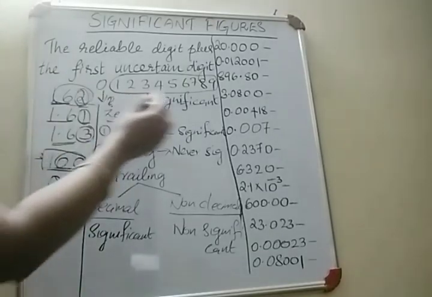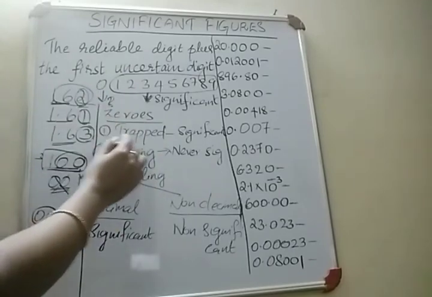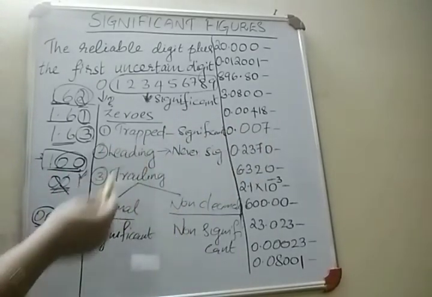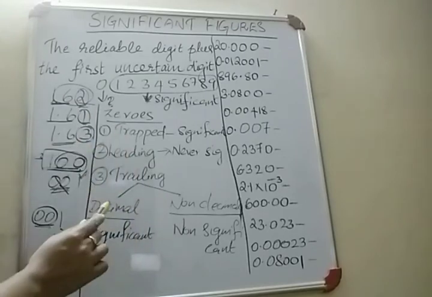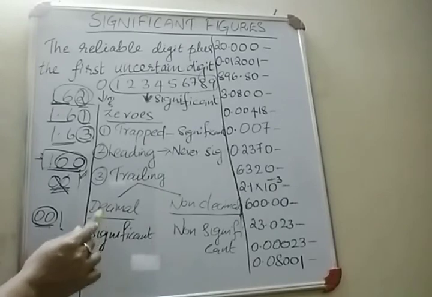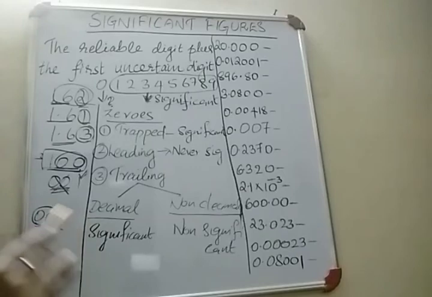Okay. So all the non-zero digits are significant. In the case of zeros, the trapped zeros are significant. That means zeros that come in between any two non-zero digits are significant. Leading zeros are never significant, whether it is a decimal number or non-decimal number. Trailing zeros can be significant only in the case of decimal numbers. In the case of non-decimal numbers, the trailing zeros are not significant. So these are the tricks to find out the number of significant figures in a number.